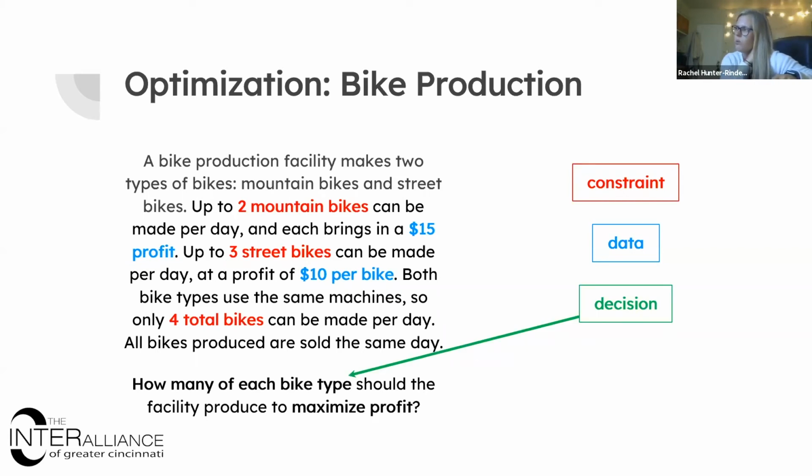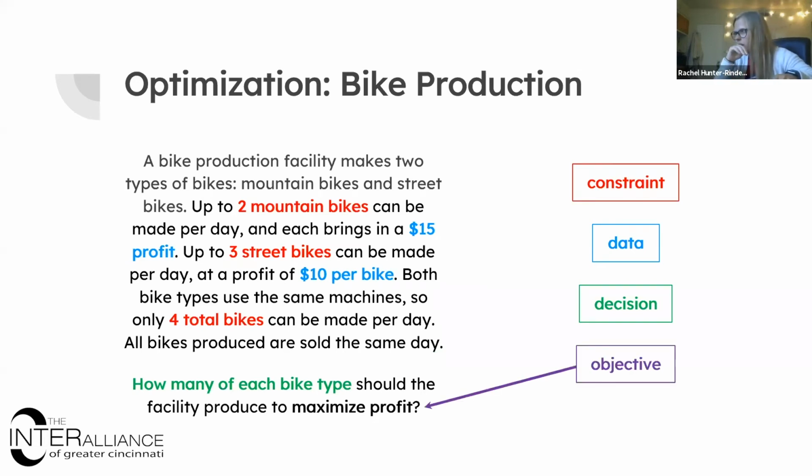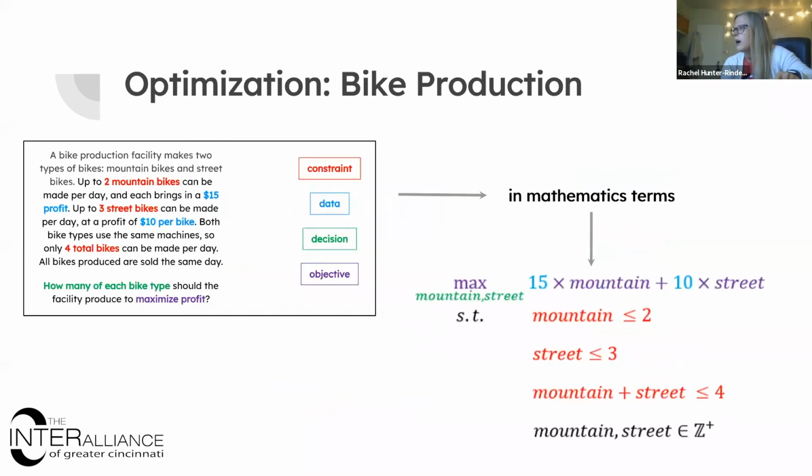We have a decision or multiple decisions to be made. This is how many of each bike type should we be making. And then we also have an objective. Here we're looking to maximize profit. You've got 2 options for your objective. You could either maximize something or minimize something. So you could think about maximizing profit or minimizing cost. Those are the 2 most common objectives, but it could be anything really. And that's part of the fun part, is that it could be anything.